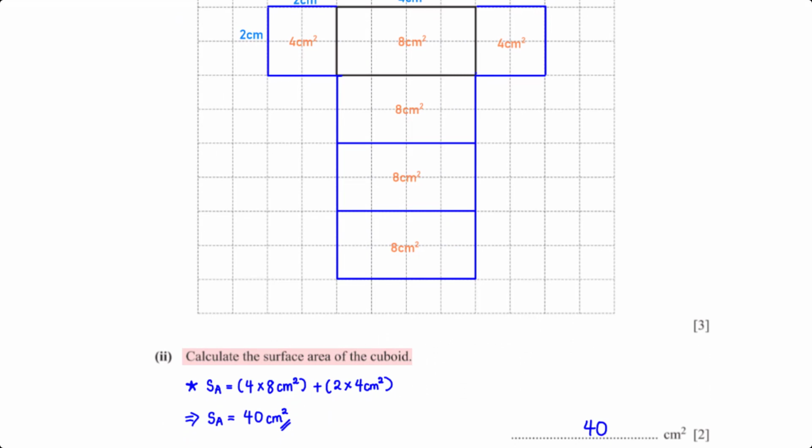Calculate the surface area of the cuboid. On the grid, we found the surface area of each of the 6 faces of the cuboid. So the total surface area of the cuboid would be the sum of the area of the 6 faces. This gives us 4 times 8 centimeters squared plus 2 times 4 centimeters squared. When we type this into the calculator, we get 40 centimeters squared.